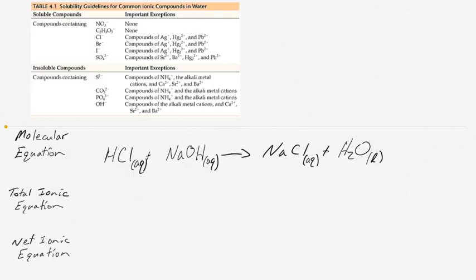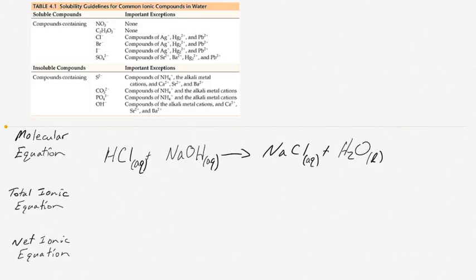We look at Cl-. Cl- is on the top part of the chart. It's always soluble, so HCl is soluble. NaOH, the OH- is always insoluble. It's on the bottom of the chart. But the alkali metal cations are one of the exceptions, and sodium ions are alkali metal cations, so they are aqueous. We look on the right-hand side of that reaction arrow, and sodium ions and chloride ions are generally always soluble, so it's aqueous. Water, of course, is a liquid. This is a molecular equation.